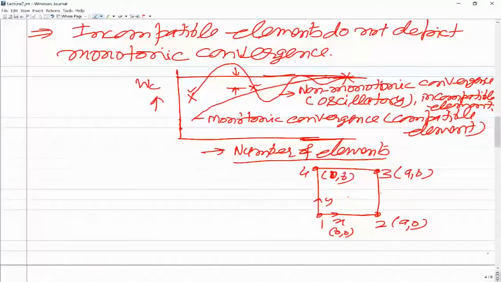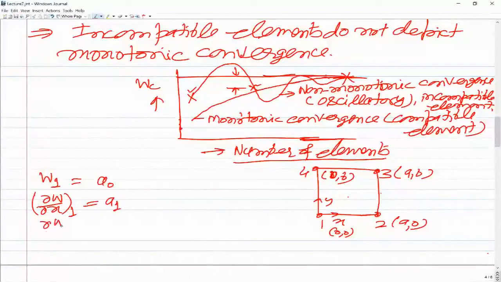Now w is equal to w1 at node 1, where x and y are 0, so you will get w1 equal to a0. Then del w by del x: first you differentiate the expression for w and then put x equal to 0, so you get del w by del x at node 1 equal to a1. Similarly, differentiate the expression for w with respect to y and then put x and y equal to 0, so you get del w by del y at node 1 as a2.